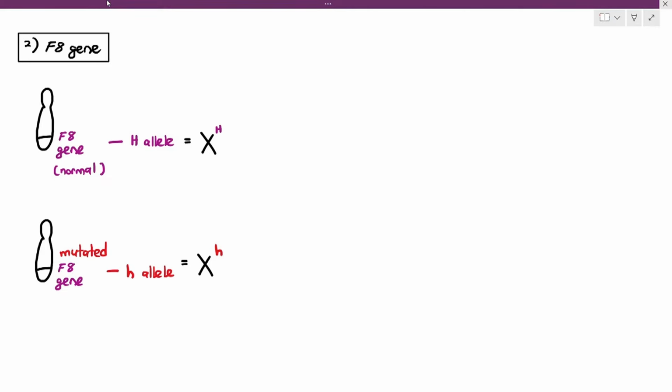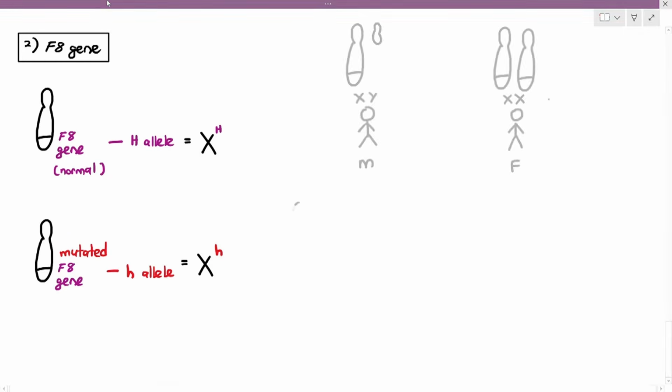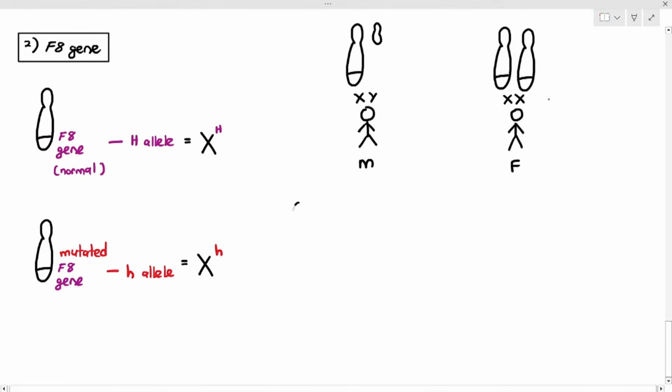Now, when you're writing the person's genotype, remember, if the person is male, the person will have one X chromosome and one Y chromosome. And if the person is female, the person will have two X chromosomes. We talked about this earlier in the previous videos as well. So the males can have a genotype of X capital H Y or X small h Y.